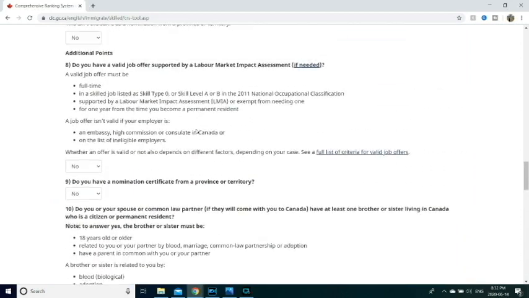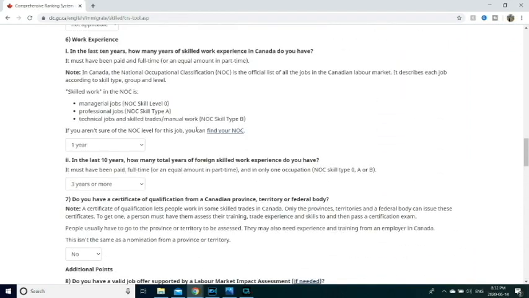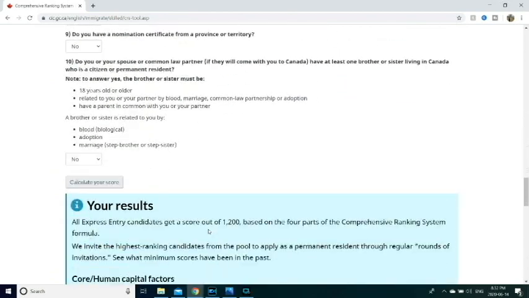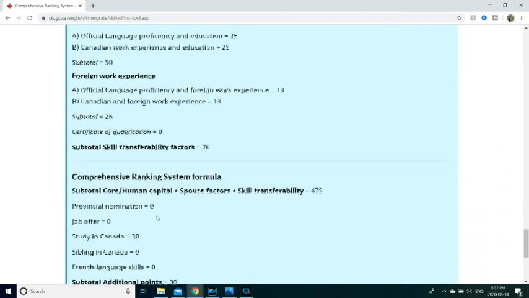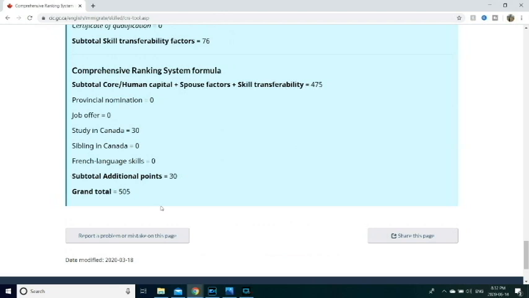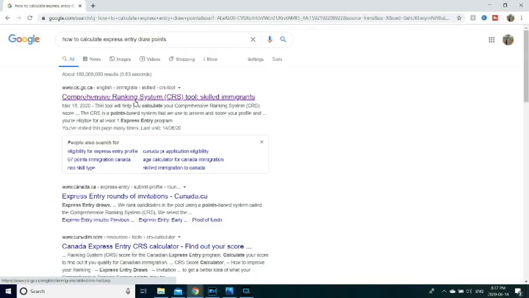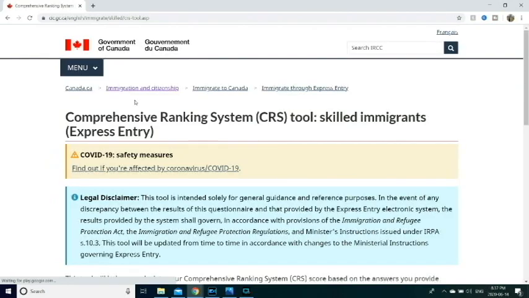Now let's decrease the experience you have back home. Let's say you have just 2 years of work experience back home. Then your points are 545. Still it's so good, because you need around 470 or 475. So let's run another scenario now.